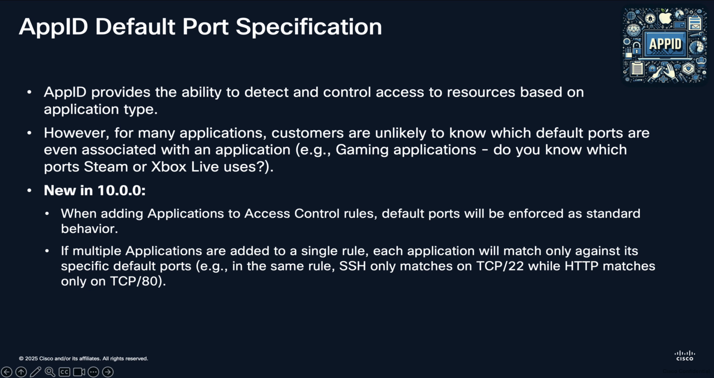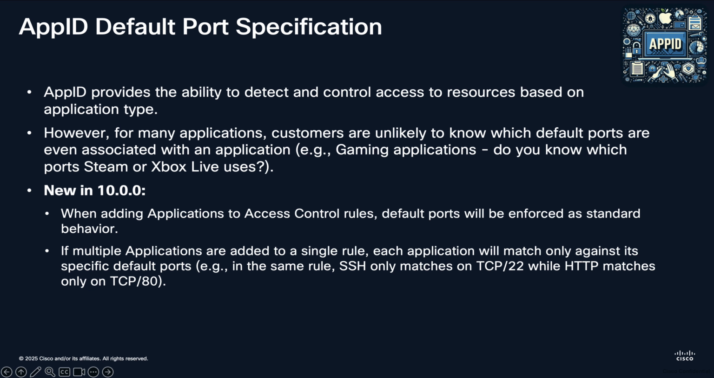With AppID providing the ability to detect and control access to resources based on the application type, while this is incredibly powerful, we've understood that it can be challenging to know the exact default ports for every application, especially for things like gaming applications, where the ports for services like Steam or Xbox Live aren't commonly known. So in this release, you no longer have to guess or look up those obscure port numbers.